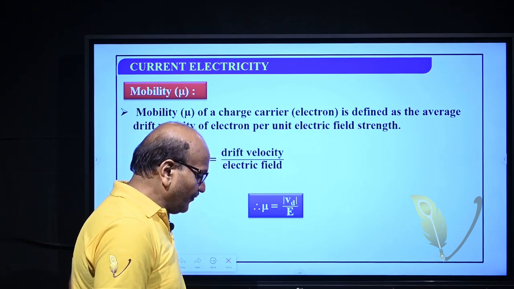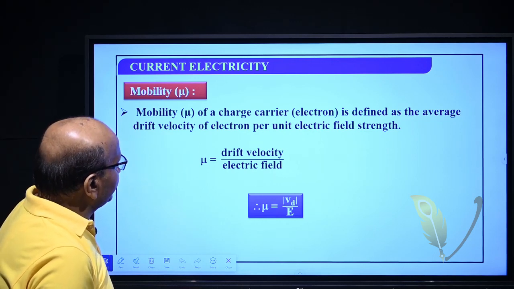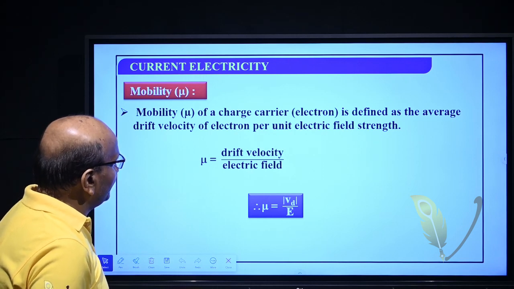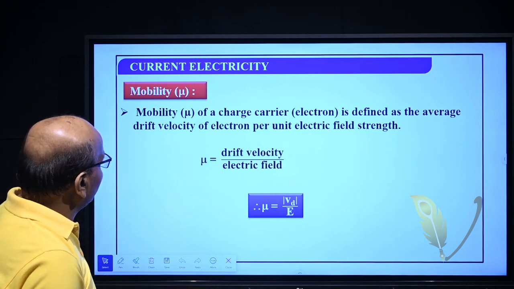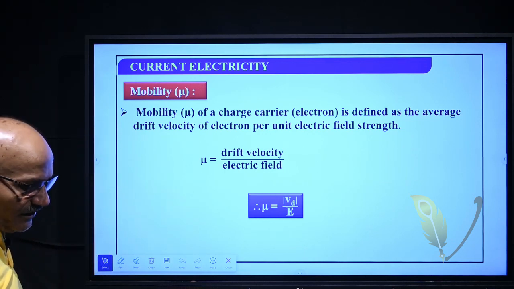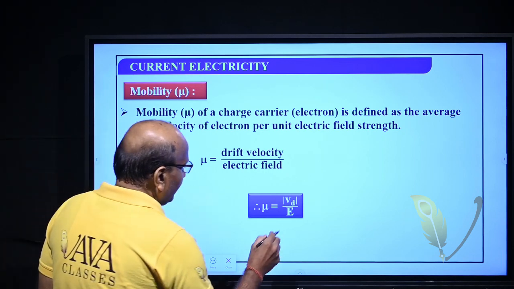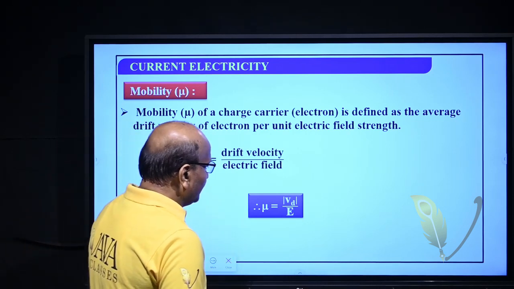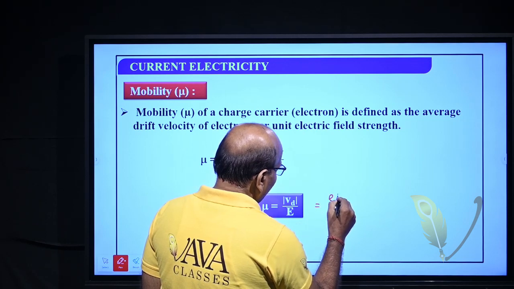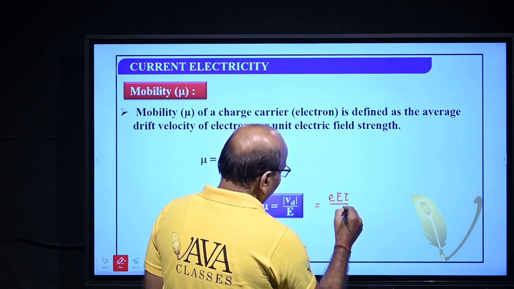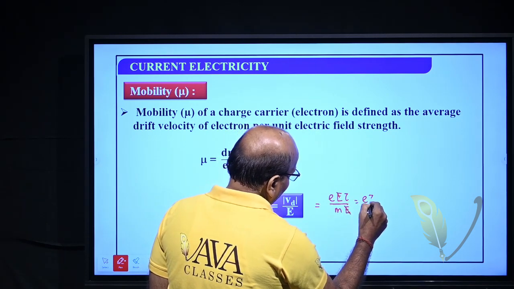So mobility of a charge carrier, or electrons, is defined as the ratio of average drift velocity to the applied electric field, that is mu, or average drift velocity of electrons per unit electric field strength. Mu is equal to drift velocity by electric field. But we know Vd is equal to E tau by m into E. So E cancels, mu is equal to E tau by m.